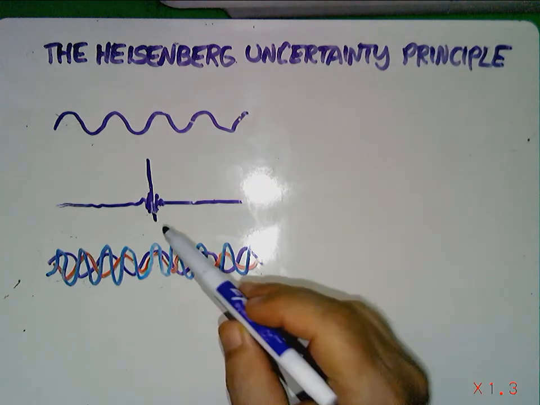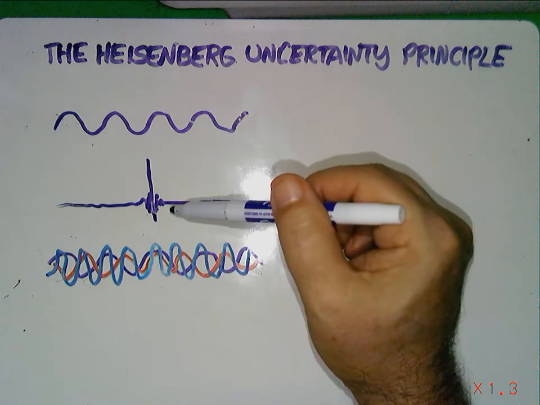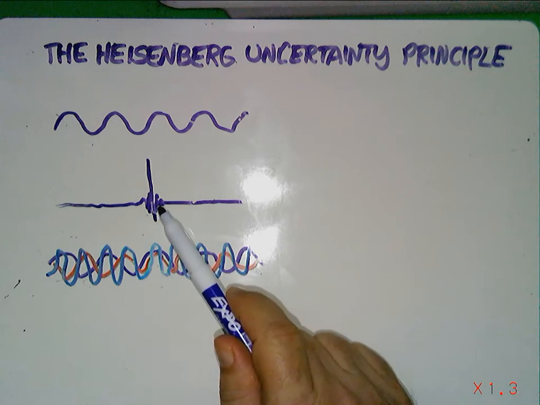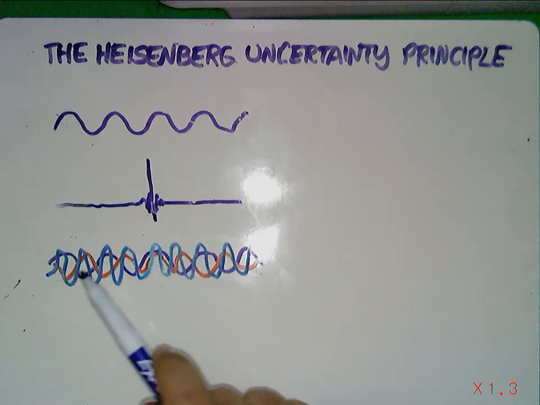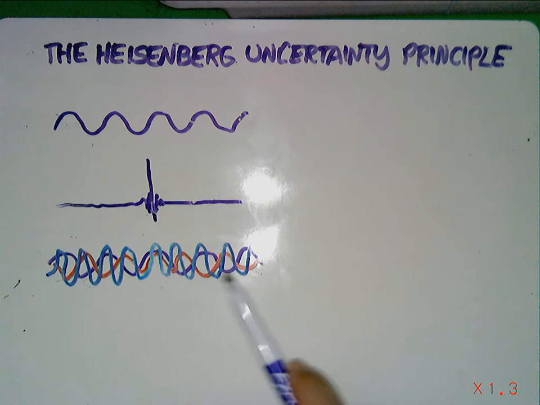Now, why do you have wave functions that look like this sometimes and wave functions that look like this sometimes? Well, you get a wave packet like this when you have several different wavelengths of electrons moving through. The electron might have several different possible wavelengths.